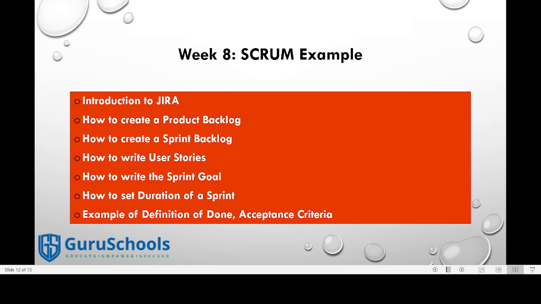The last but not the least is the last week, where we will actually discuss and execute a particular product development via the Scrum framework, wherein we will discuss what is Jira, what is the tool Jira, how does one go about creating a product backlog? How do we then create a sprint backlog from it? How do we actually write user stories, the various components around it? How do we go about writing the sprint goal? How do we set the duration or the time frame for a particular sprint?